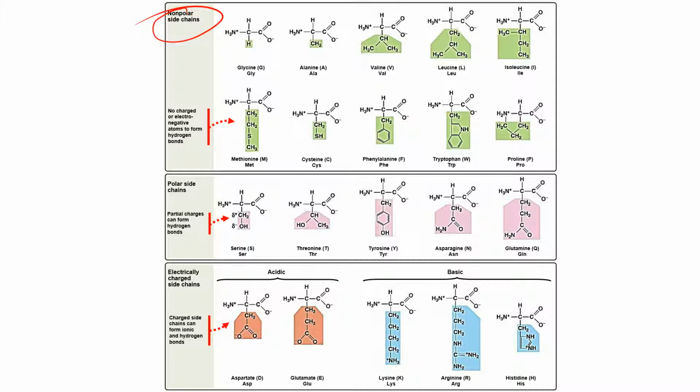Now notice that the rest of these R groups are mainly made up of hydrocarbons. Recall that hydrocarbons are nonpolar, and that portion of the molecule makes that amino acid nonpolar.